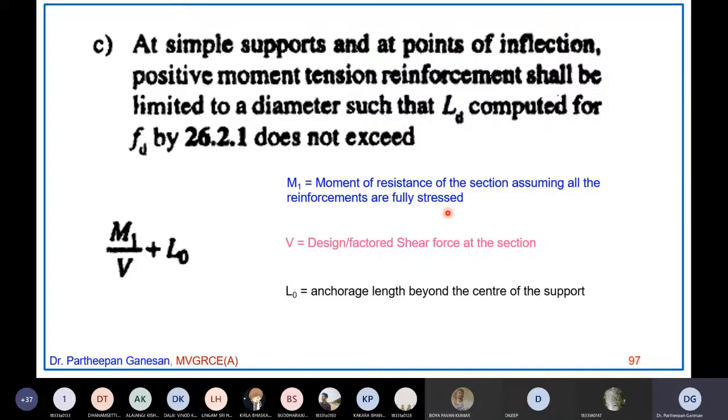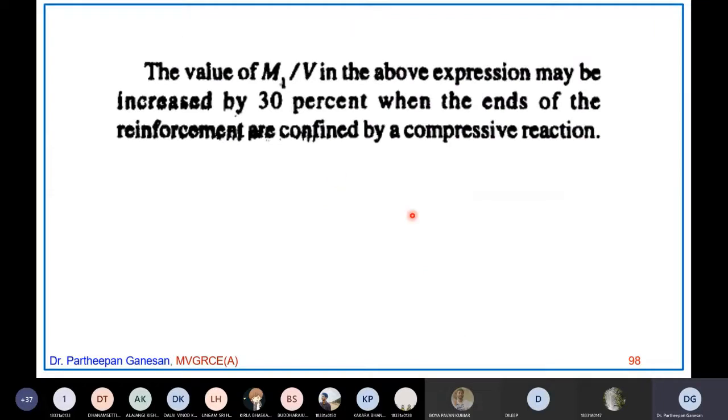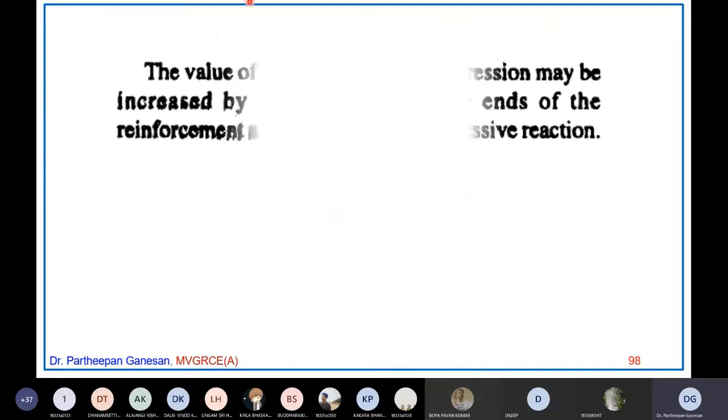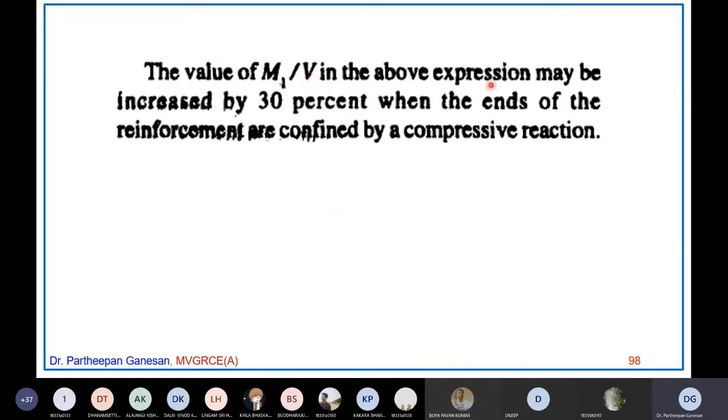Now your code says L0 should be less than or equal to the effective depth or 12 times the diameter, whichever is greater. Now the formula is M1/V + L0. This is M1/V. The value of M1/V in the above expression may be increased by 30% when the ends of the reinforcement are confined by a compressive reaction.